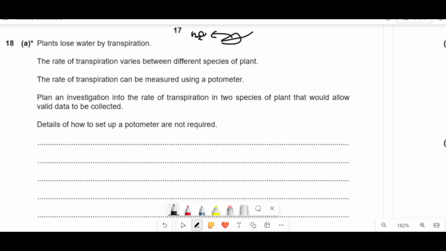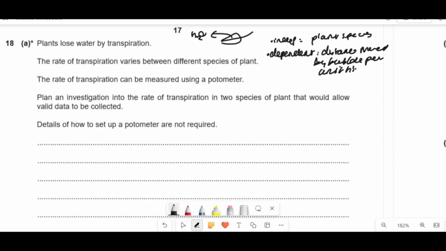Whenever you're doing this, rule number 1 is to identify what your dependent and independent variables are. Then as you go along, you're thinking about what you're controlling that could mess up those variables. Independent is what you're changing, which is going to be our plant species, and our dependent is going to be the rate of transpiration. But we can't just say rate of transpiration. How are we actually going to measure that? Using a potometer, it's going to be the distance moved by a bubble per unit time, because it's a rate. It's tempting to just say rate of transpiration, but that doesn't help you figure out what's going to mess it up.